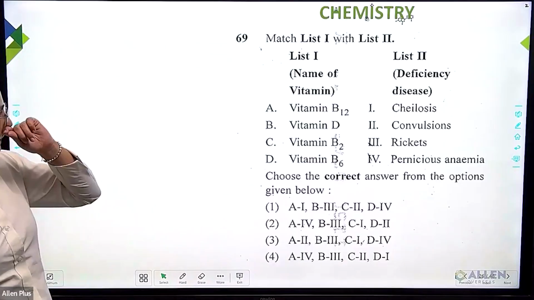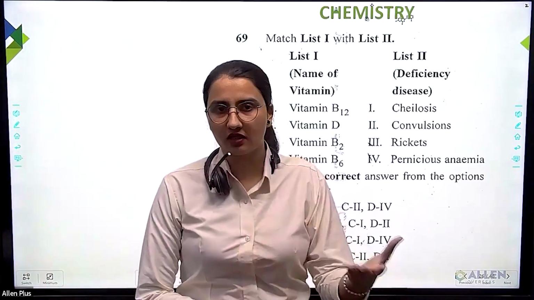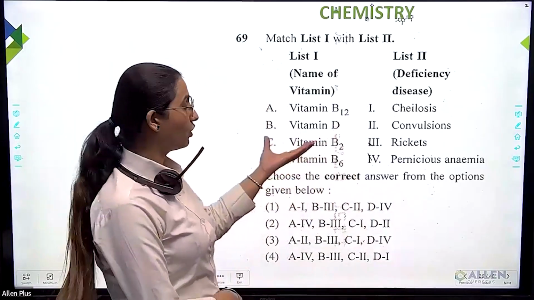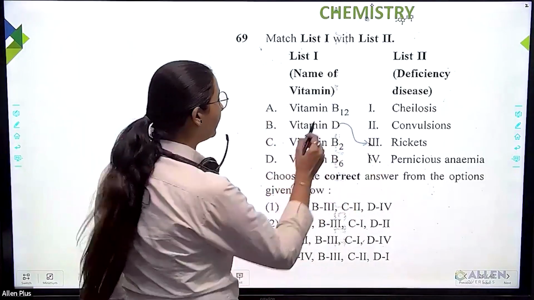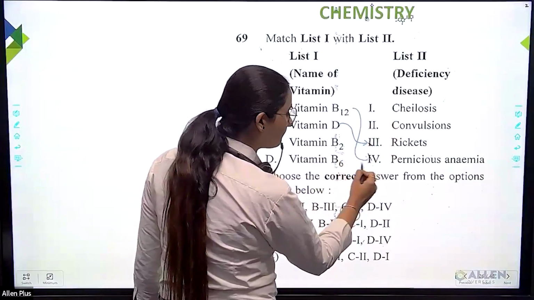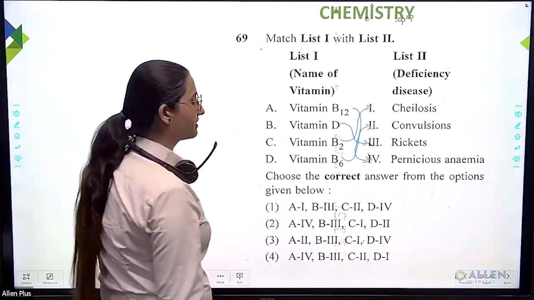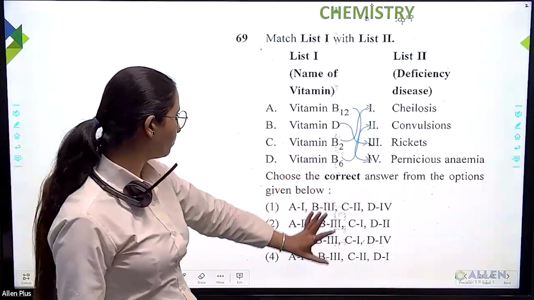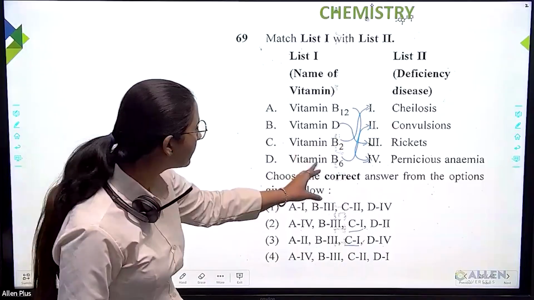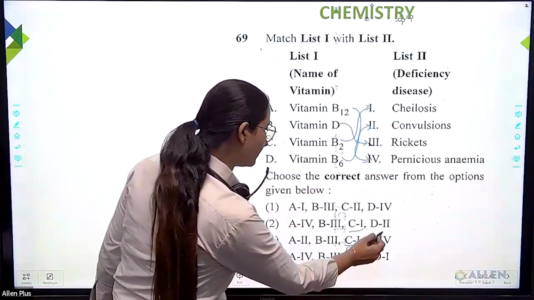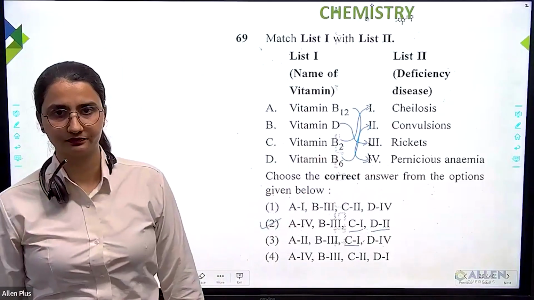Fine. Next. Students, this is a direct question based on learning you do in bio also. It's from biomolecules, the vitamins part. Vitamin D deficiency causes rickets. B12 deficiency causes what? Anemia. B2 deficiency causes cheilosis. B6 causes convulsions. Let's match. C is 1. D is 2. A is 4. Option B. 2. Correct?